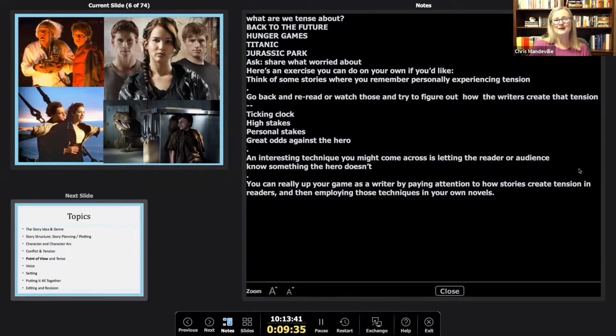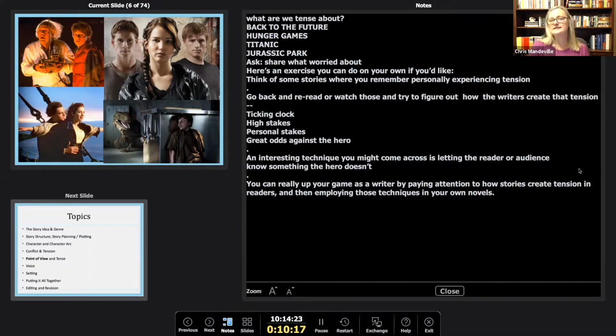So for homework, if you'd like, a great exercise is to go back to books or films that you really enjoyed, especially ones where you were really engaged or you remember feeling a lot of tension. Try to figure out how the writer created that tension. There are lots of ways to create tension in a story. A ticking clock is a very good example of something that raises the tension because the more time that passes, the more imminent danger is. You can also have very, very high stakes, very personal stakes. You can have great odds against the hero. All these are things that raise tension.